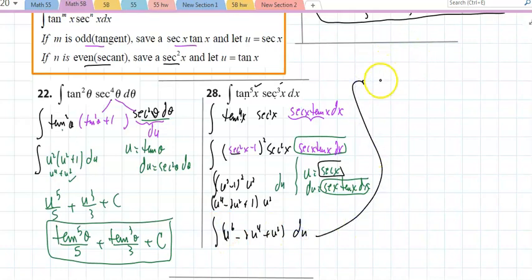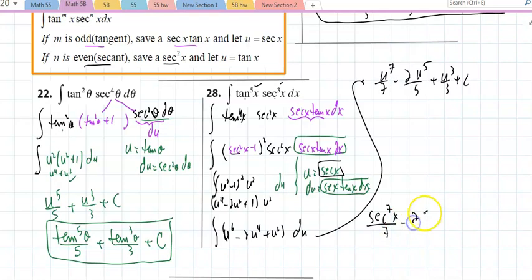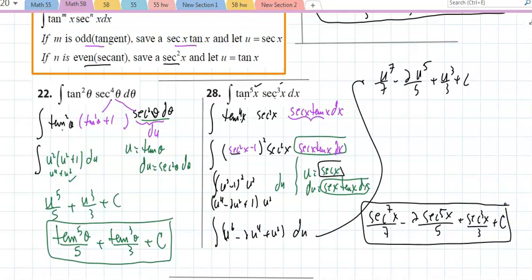That is u to the 7th over 7, but I know what u is. I could start taking a bit of a shortcut and plugging those in. So I could say the answer to this will be secant to the 7th of x over 7 minus twice secant to the fifth of x over 5 plus secant cubed of x over 3 plus c would be my answer.